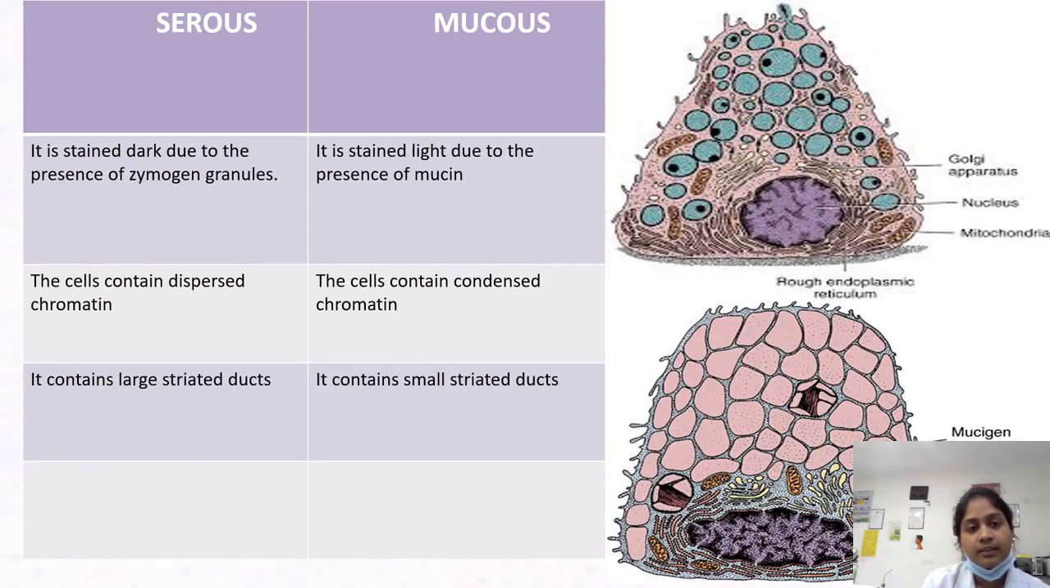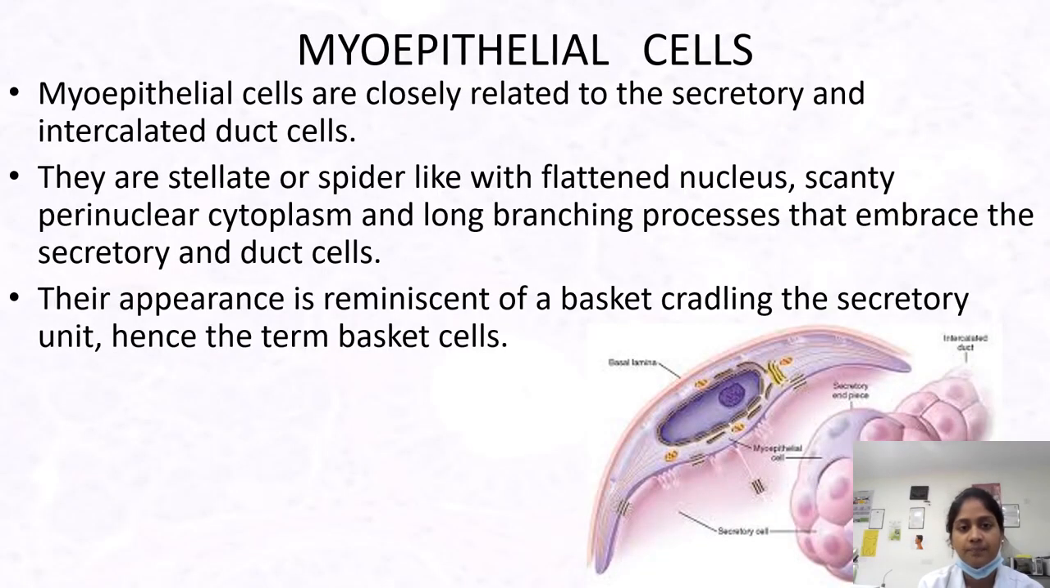In serous, it is stained dark due to the presence of zymogen granules, whereas mucus is stained light due to the presence of mucin. The cells contain dispersed chromatin, whereas in mucus the cells contain condensed chromatin. In serous, there are larger ducts, whereas mucus consists of smaller straight ducts.